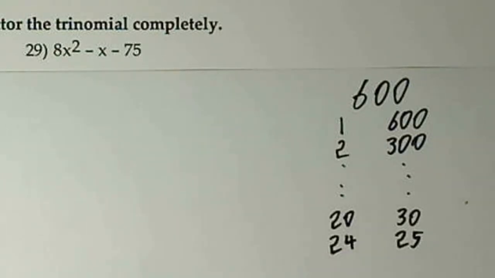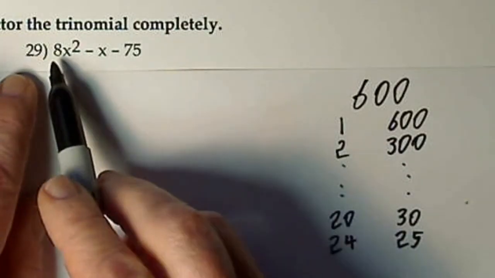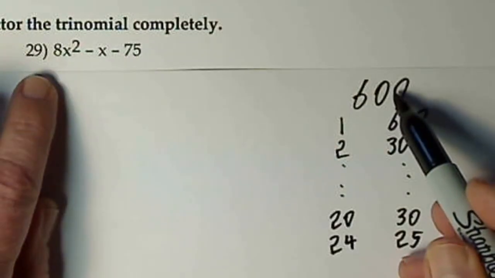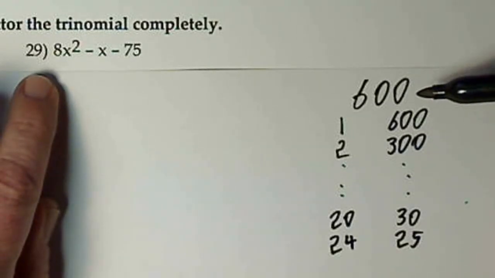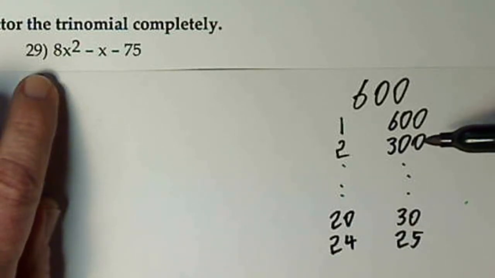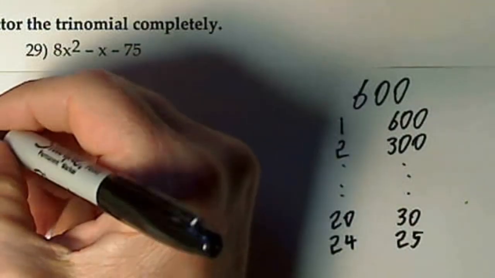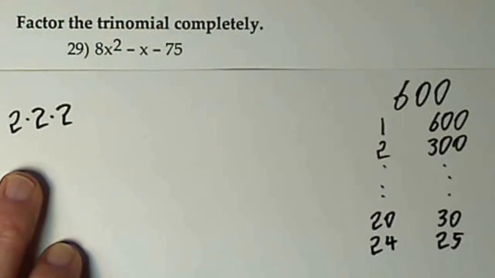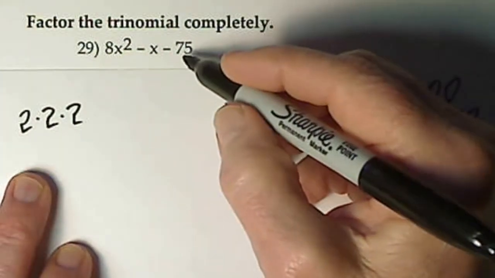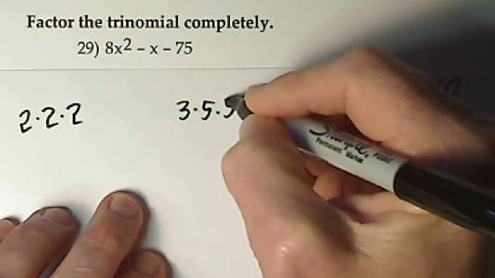But there's actually a different way. It's a little more sophisticated, and see if you can pick up on this. When I multiply 8 times 75, I get 600. If I had the prime factorization of 600, each of those numbers would have to get used up for every one of these. So the prime factorization of 8 is 2 times 2 times 2, and the prime factorization of 75 is 3 times 5 times 5.